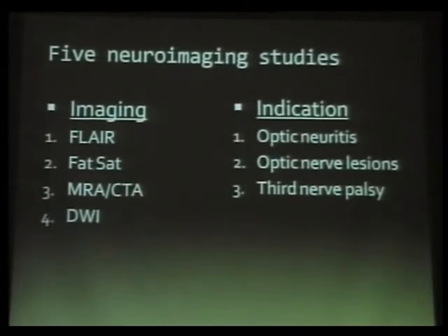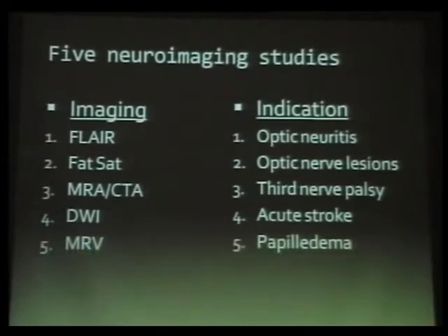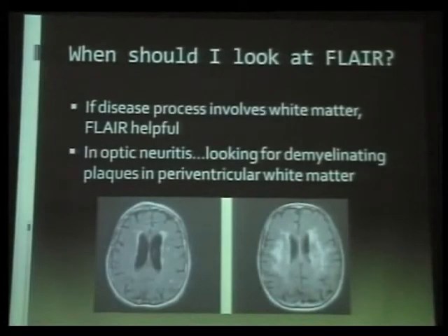You need to know about diffusion-weighted imaging, DWI, and that's for acute stroke. That's top of the basilar syndrome and acute homonymous hemianopsia. And you need to know about MR venogram for papilledema, and this is to tie in with Peter Savino's talk on pseudotumor. So, FLAIR. FLAIR is fluid attenuation inversion recovery.